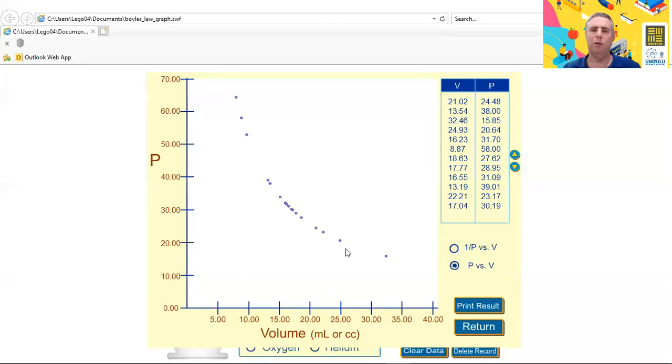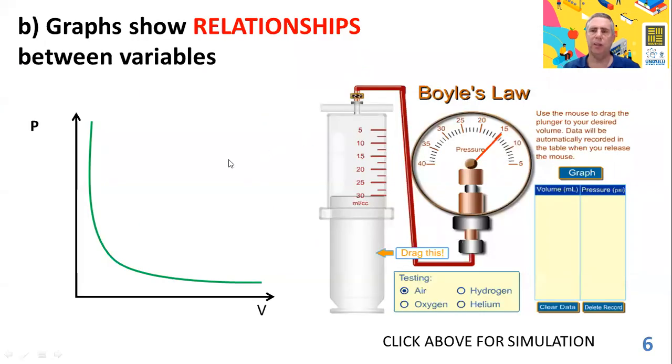To check that, instead of graphing pressure, I can graph 1 over pressure, the inverse, and you can see the points arrange themselves in a very nice straight line. And that confirms to me that the relationship between pressure and volume is what we call a reciprocal or an inverse relationship. So these are discrete, separate data points, and with those data points, the graph has shown a relationship between pressure and volume. So that's the second type of graph. Graphs show rate and they show relationships between variables.